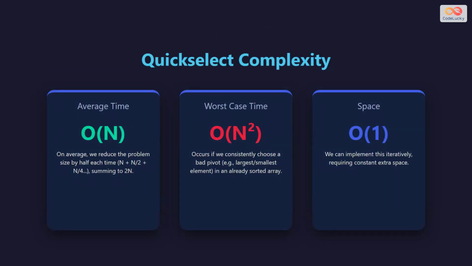Quickselect offers an average time complexity of O(n), which is linear time. This is because, on average, we reduce the problem size by half in each step. However, be aware that in the worst case, it can degrade to O(n squared), though this is rare with a random pivot.